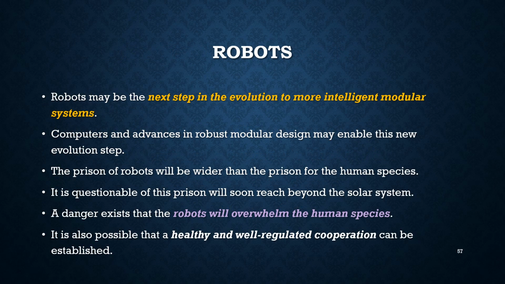Robots may be the next step in the evolution to more intelligent modular systems. Computers and advances in robust modular design may enable this new evolution step. The prison of robots will be wider than the prison for the human species. It is questionable if this prison will soon reach beyond the solar system. A danger exists that the robots will overwhelm the human species. It is also possible that a healthy and well-regulated cooperation can be established.